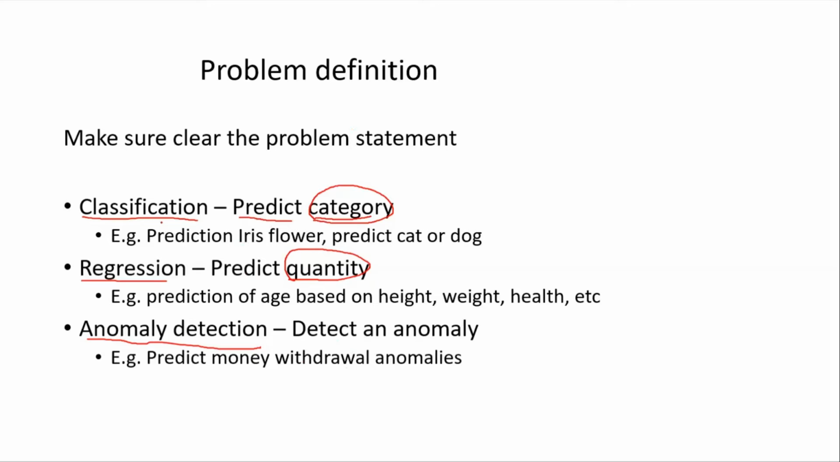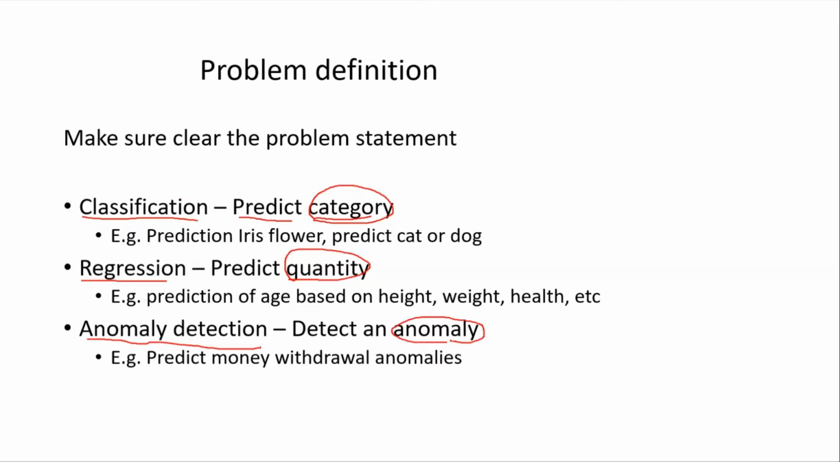Okay. Find it. Either your project is classification, or your project is regression, or your project is anomaly detection. And look at the category, also look at the quantity, look at the anomaly happening over there. Okay, so those are the three kinds of project problems you can have: classification, regression, and anomaly detection.